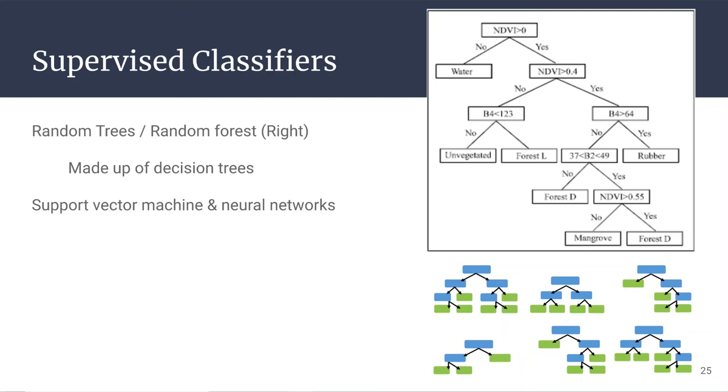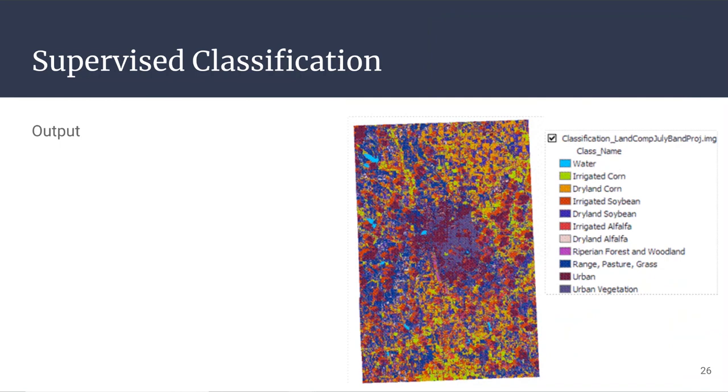That's it. Then the next decision made by this classifier is whether the NDVI is greater than 0.4 or less than 0.4. If you follow that yes branch, you eventually get to different types of forest: mangrove, rubber. If you have a value that's less than 0.4, you follow that no, and you end up with unvegetated or this other type of forest, which might be a deciduous forest or less photosynthetic forest because it has lower NDVI.